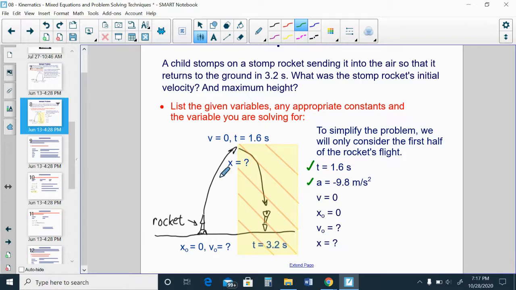Final velocity in this half of the object's motion is 0. That is a known value if we focus on it that way. Initial position is also 0 since we're launching from the ground level. Initial velocity is what we're trying to figure out, as well as the maximum height. So the height at the apex and this initial velocity at launch. So we have two values to solve for here.